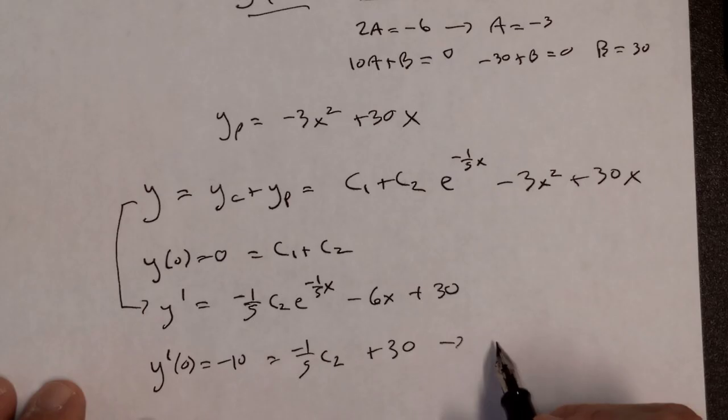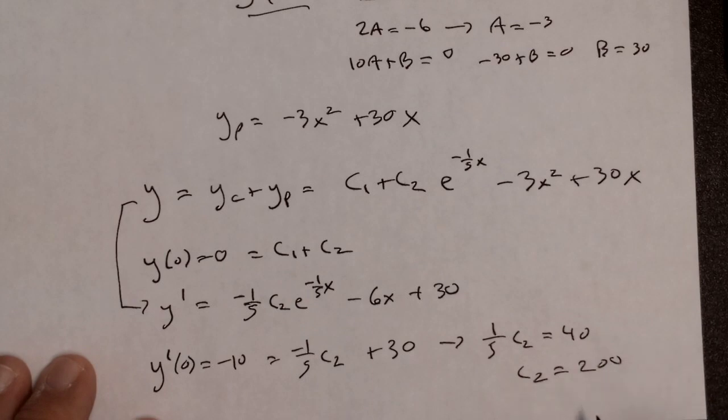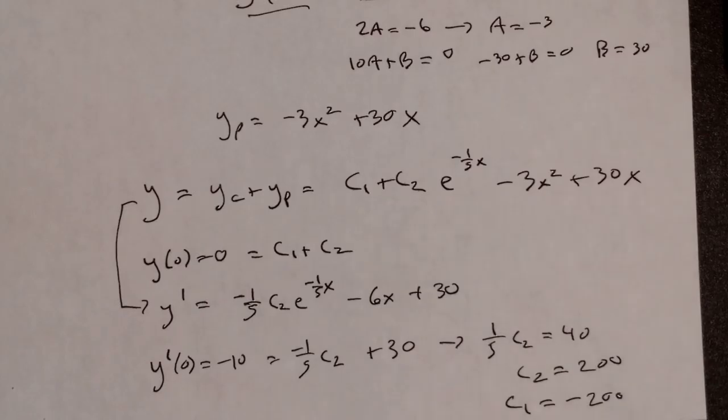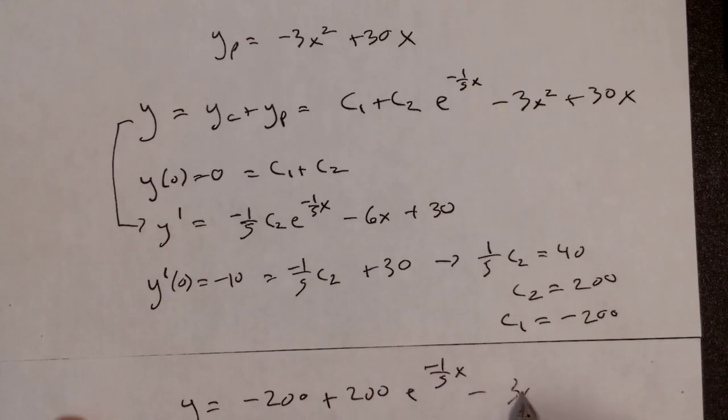So this says, move that over, 1/5 C2 equals 40. C2 is 200. What's C1? There you go. And now you solve the equation. All the way through, you know exactly what our solution looks like. Y equals minus 200 plus 200 e to the negative 1/5 x minus 3x squared plus 30x.